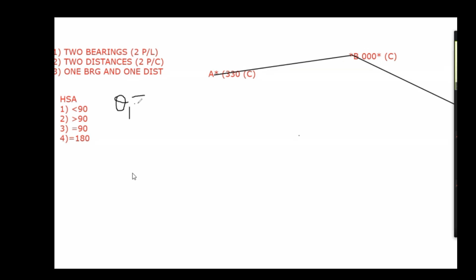And this is your number one category. I have mentioned less than 90. HSA means this theta 1 is the HSA.